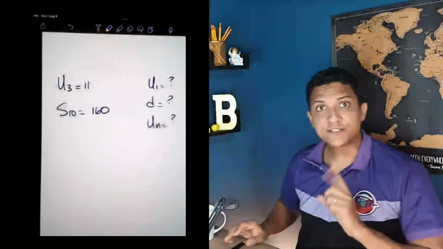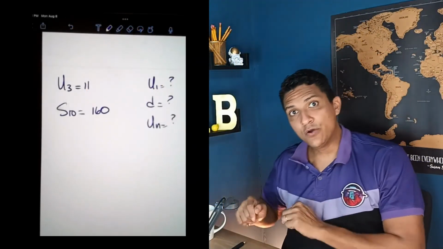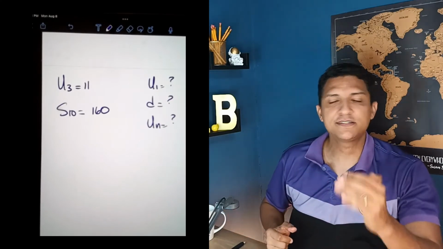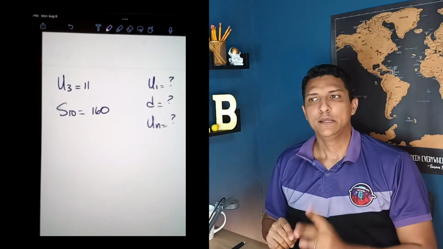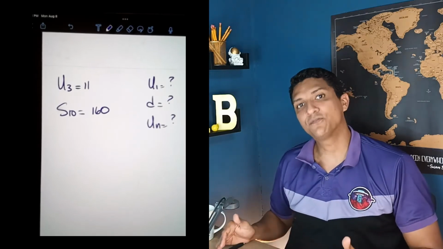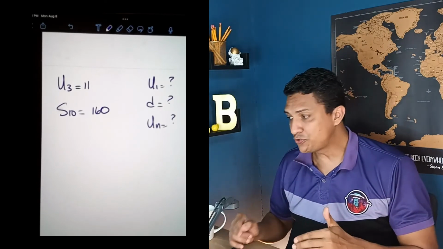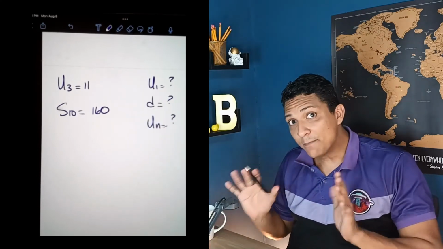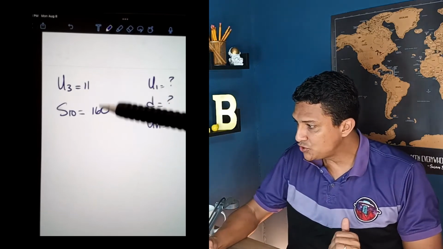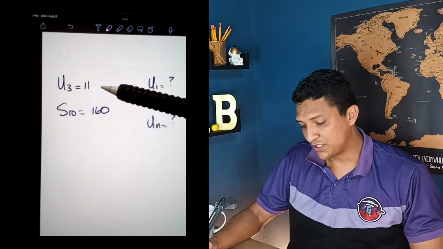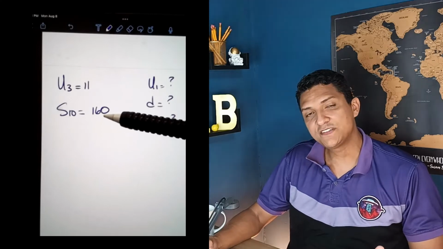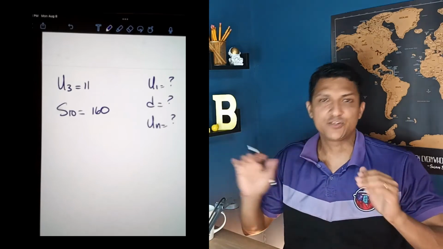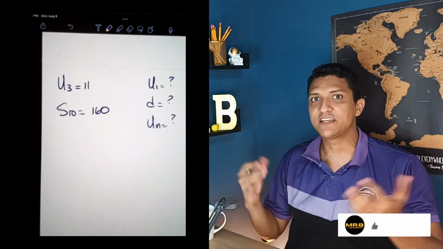Notice something. I already know that this problem is going to be solved using simultaneous equations. How do I know that? Because there are two variables that I need to find. And those two variables are embedded in the formulas that I have here. So I'm going to be working with these two values, U3, which is equal to 11, and S10, which is equal to 160. But first, I need to work with them apart. So I'm going to be setting the two equations that I'm going to be using.